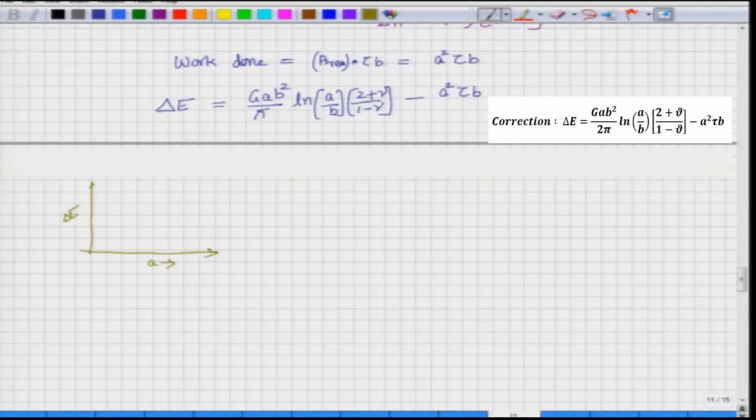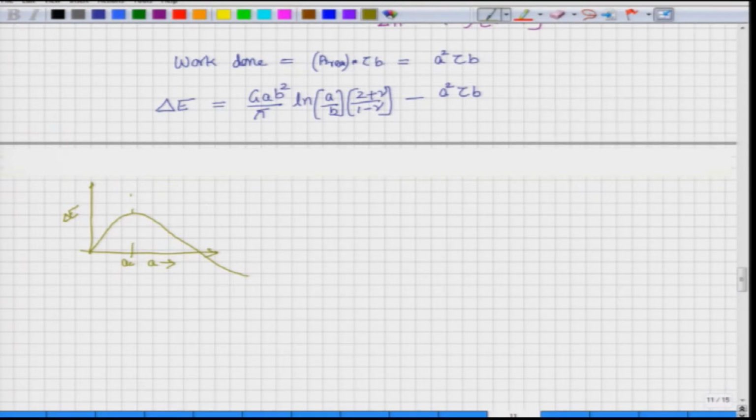So, this plot would have a variation like this. If this delta E variation you see over here, if the size of this loop is beyond a certain critical size, then on further increase of the loop because of this force acting onto it, delta E would decrease.